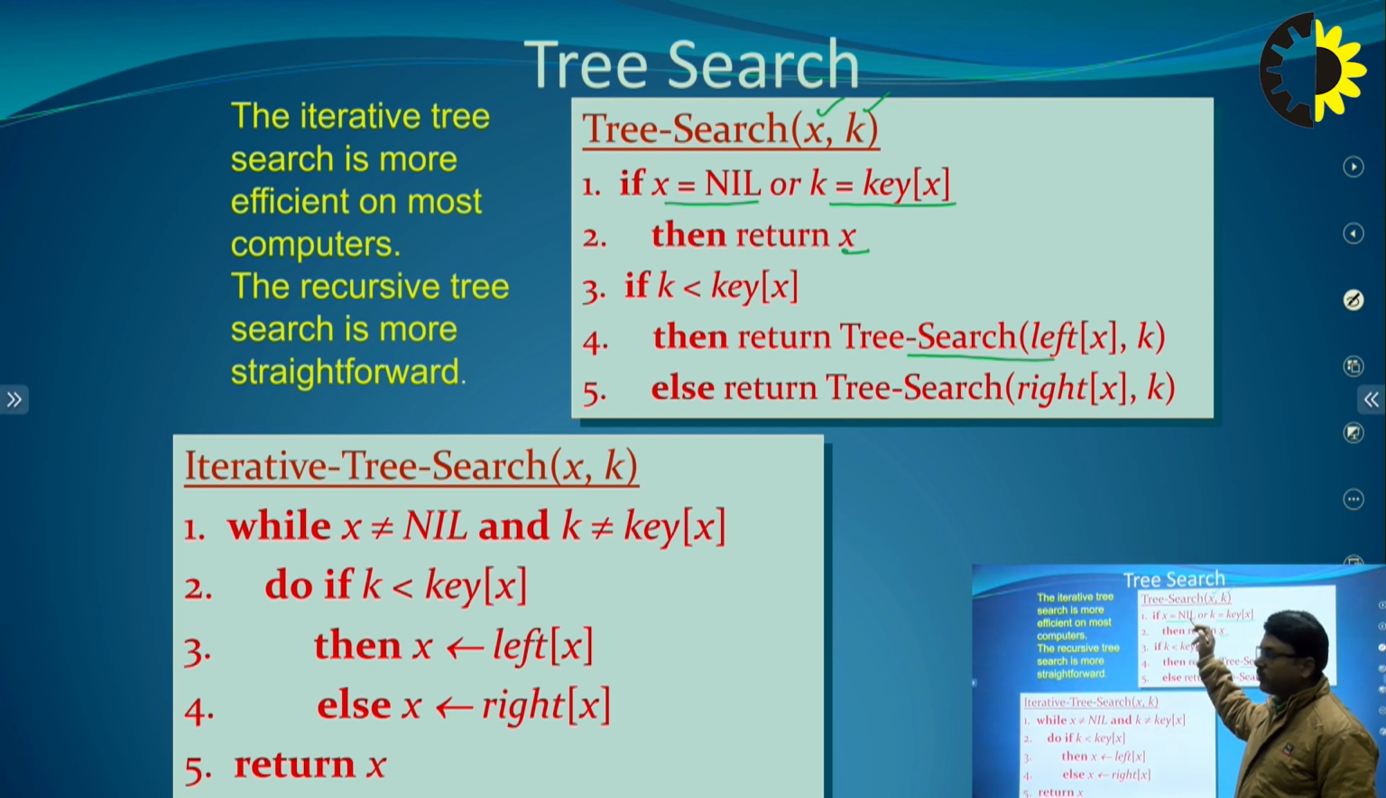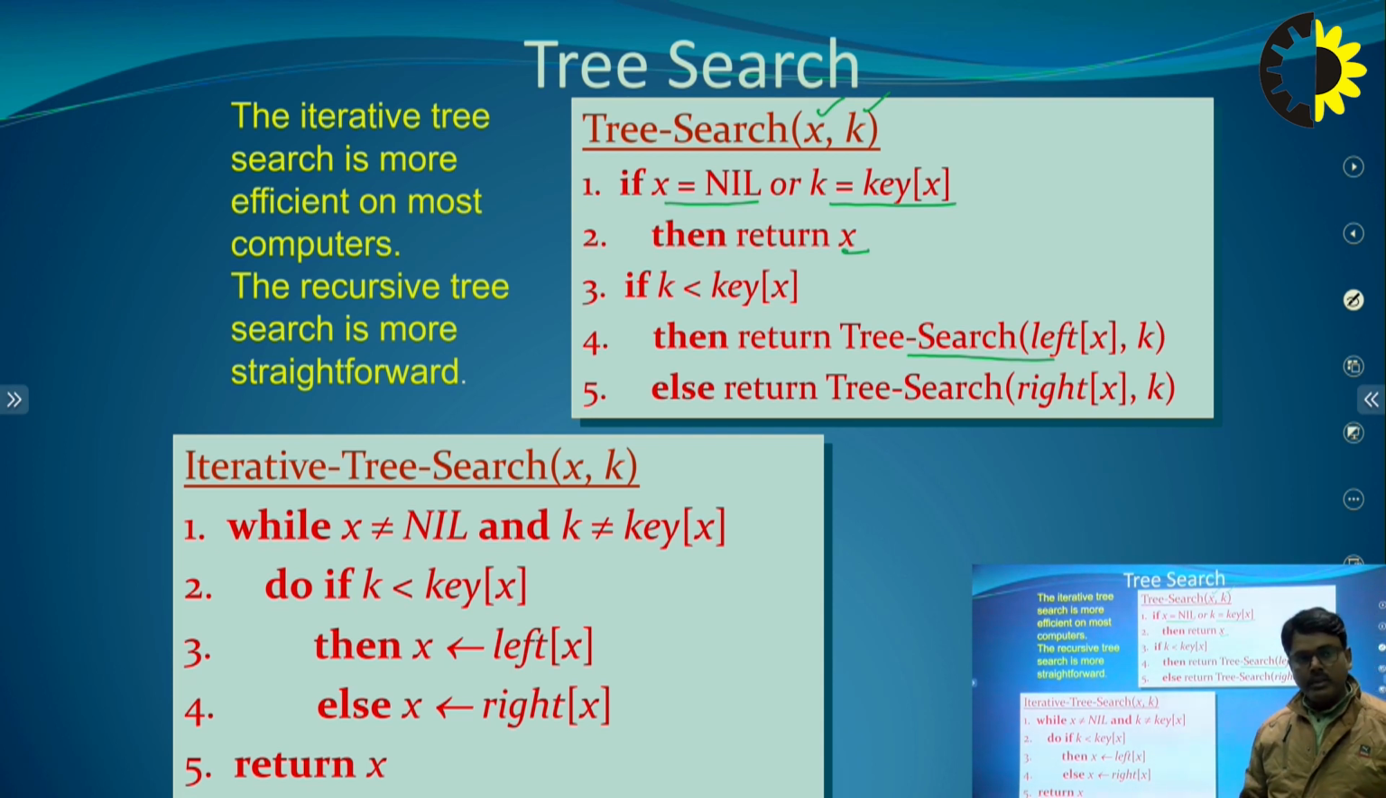If x is equal to nil, that means the element to be searched is not present. And if k is equal to key of x, we consider that key of x as the key of the root node, and it will return the value of that.